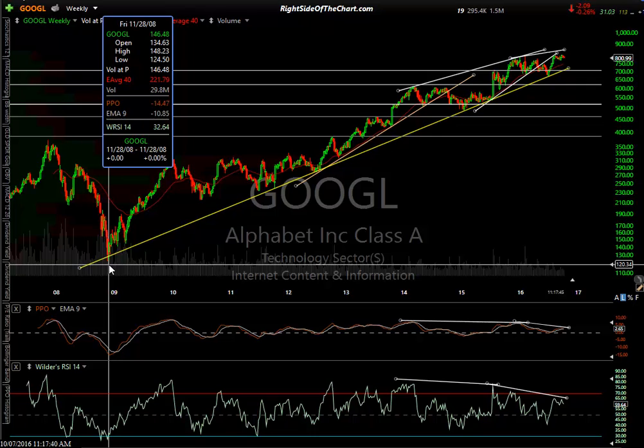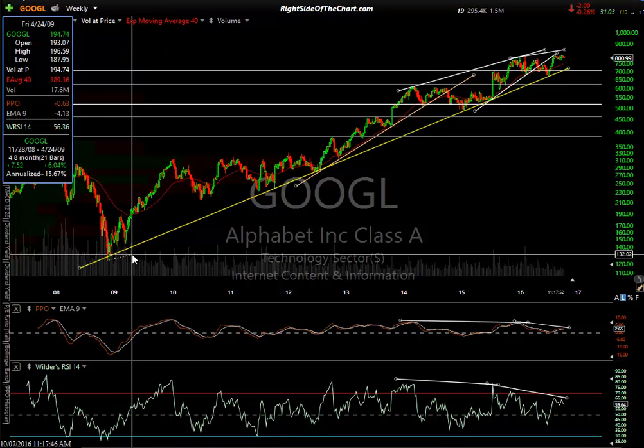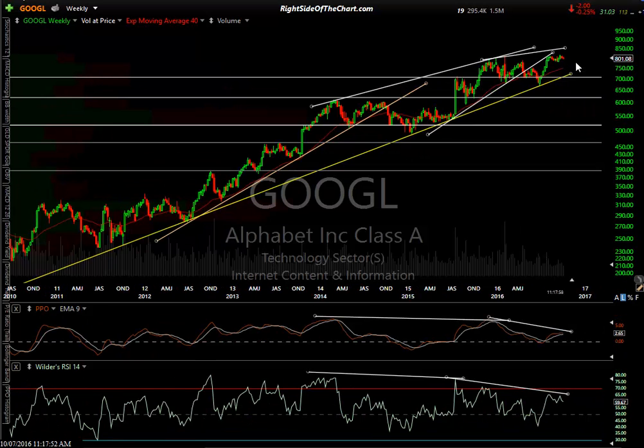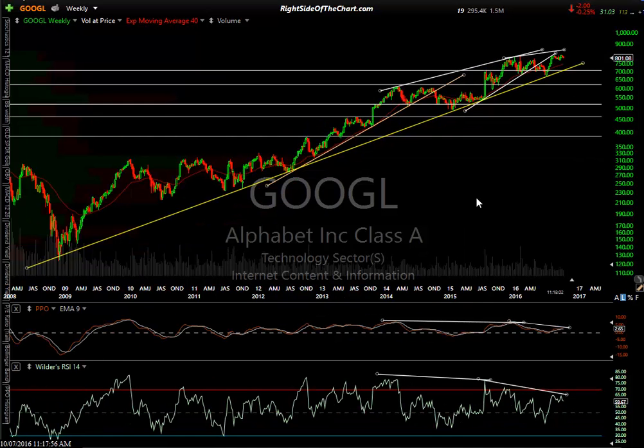In fact, the Nasdaq 100 itself was about the only major index that bottomed in late 2008, where everything else bottomed in March of 2009. So there's Alphabet. There's your trend line. This is the bull market uptrend line. When this goes, there's a good shot that the bull market in Alphabet is over.